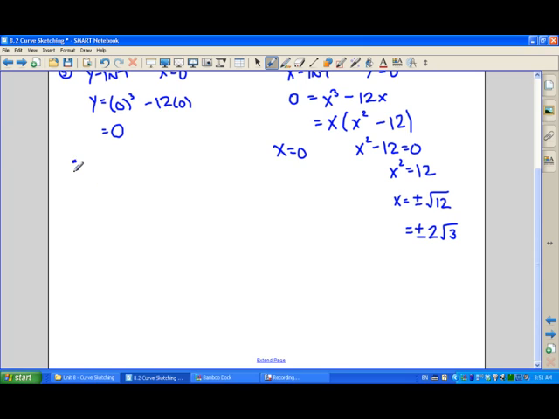So I can say that the y-intercept is 0, and the x-intercepts are 0 and plus or minus 2 root 3.